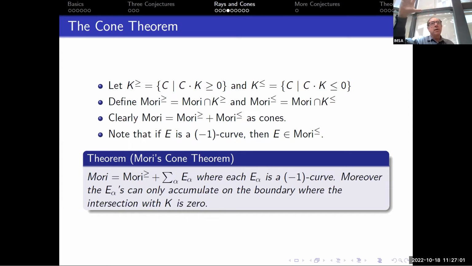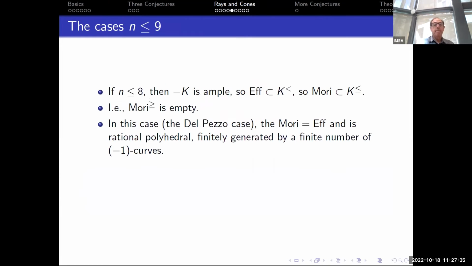Moreover, these -1 curves could be complicated. Their topology could be complicated, but they can only accumulate on the boundary where the intersection with K is 0. So they can be complicated, even fractal in nature, but they can only have accumulation points on the boundary. Away from the boundary, they're polyhedral in nature. It's a very useful point of view for this business.